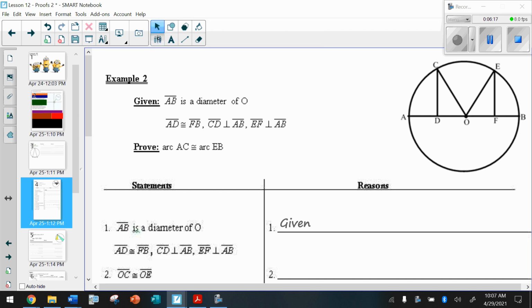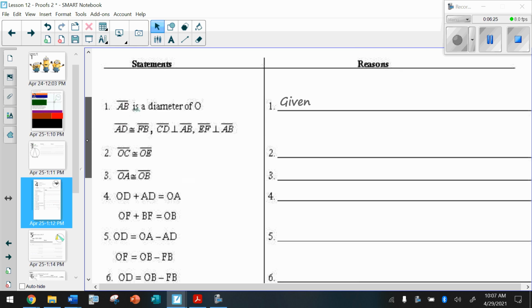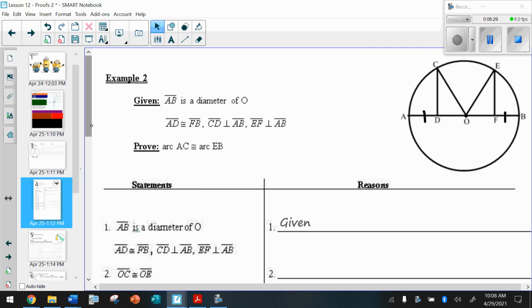All right, so I just accidentally erased my congruence marks, so let me throw those back on. You've got your given written in, and off we go. OC is congruent to OE. Well, look at the diagram. OC and OE, why are they congruent? Well, they're both the radius of the same circle, so all radii of the same circle are congruent.